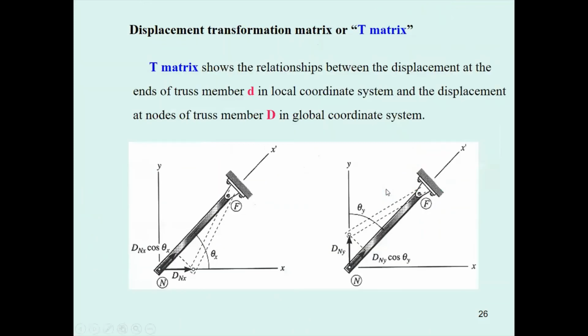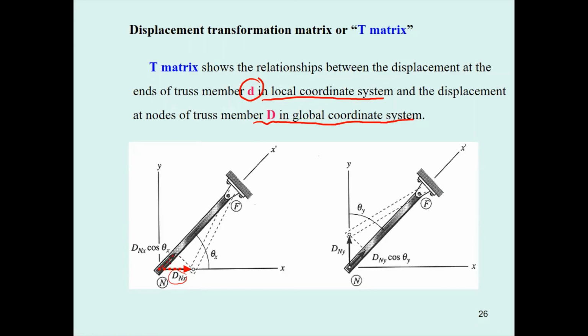Following that, it's very easy. Now we're going to work on the relationship between the deformation of the member and the displacement of the truss in the global coordinate. This deformation of the member is in the local coordinate. So you have d sub nx. If you like to determine this, you can cosine it.